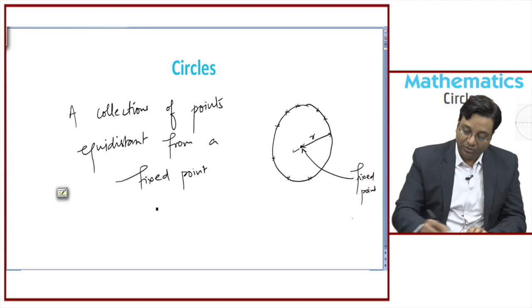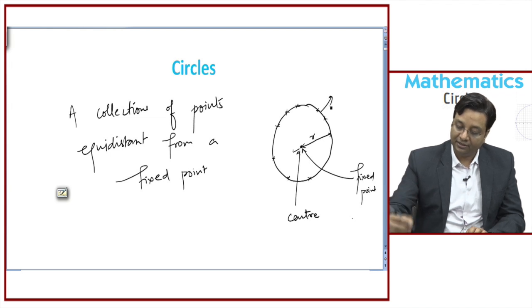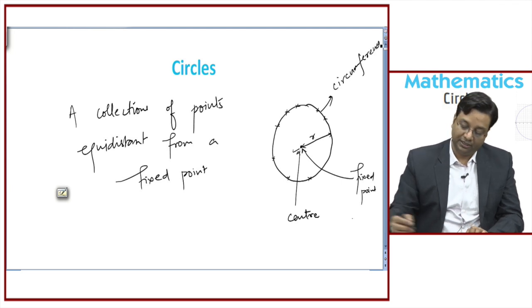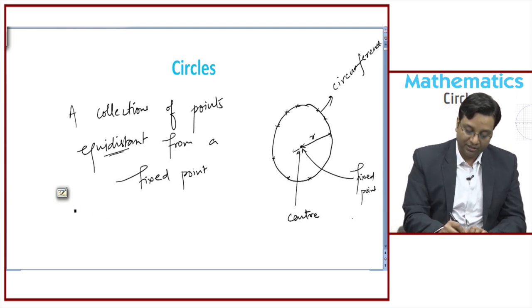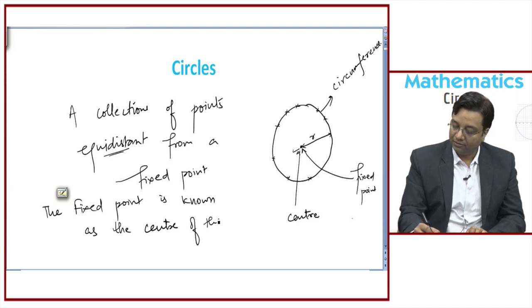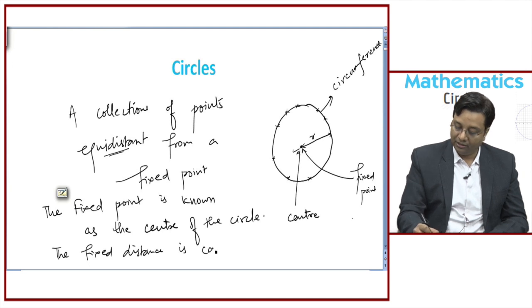Now this fixed point is known as the center of the circle, and this is known as circumference, right? And the fixed distance is known as radius. So let us write it like this. The fixed point is known as the center of the circle. The fixed distance is called the radius of the circle.